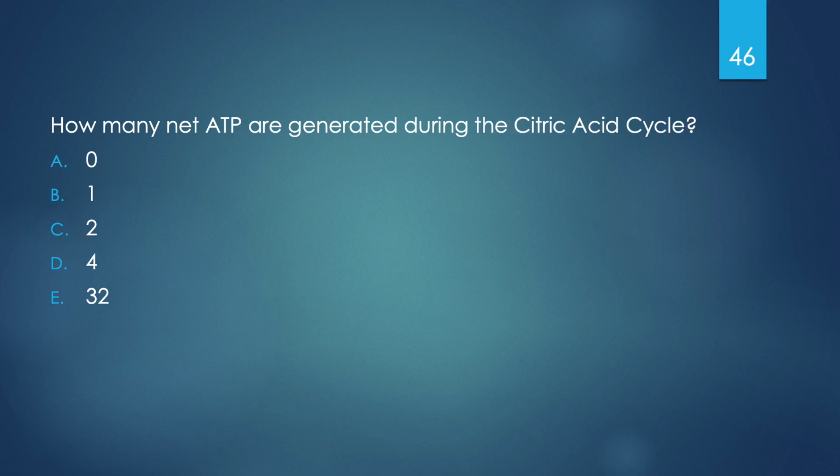How many net ATP are generated during the citric acid cycle? A, 0, B, 1, C, 2, D, 4, or E, 32. Well, we're discussing here only the citric acid cycle, not glycolysis and not the electron transport chain. So the answer is C, 2, because each revolution of the citric acid cycle will yield 1 molecule of ATP. So in total, we have 2.